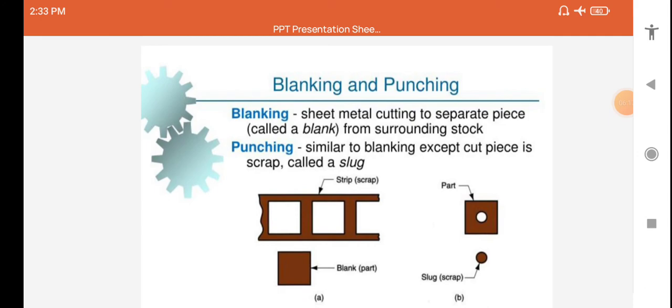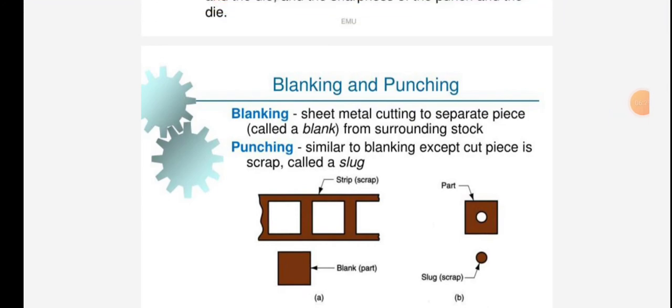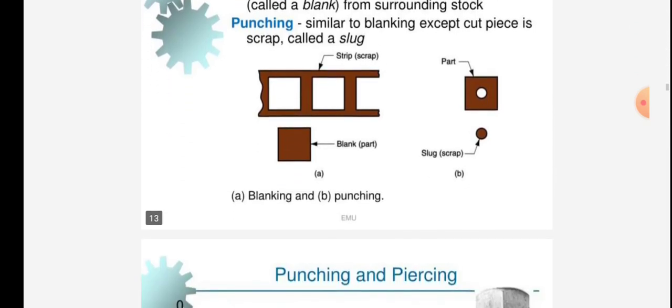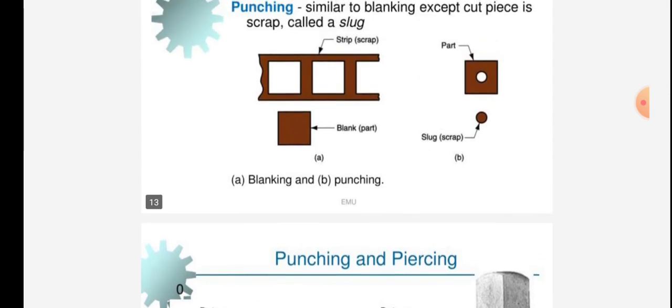Blanking and punching. Blanking is sheet metal cutting to separate a piece, called the blank, from surrounding stock. Punching is similar to blanking except that the cut piece is scrap, called a slug. Strip scrap is given in the figure, blank is given, slug scrap is given, part is given. Blanking and punching operations are given in the figure.